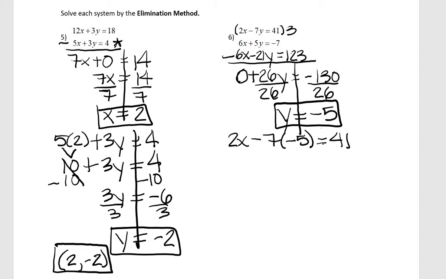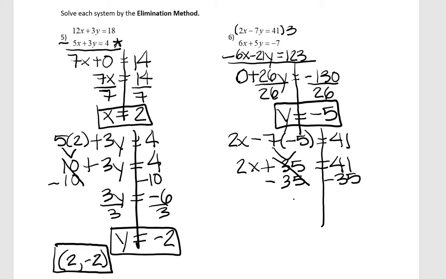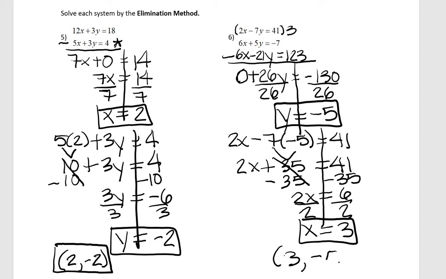Now I'm going to do negative 7 times negative 5, which is positive 35, equals 41. Then I'll subtract 35 from each side to get rid of the 35, and we get 2x equals 6. Divide both sides by 2, and I get x equals 3. And I would write that as 3 comma negative 5.